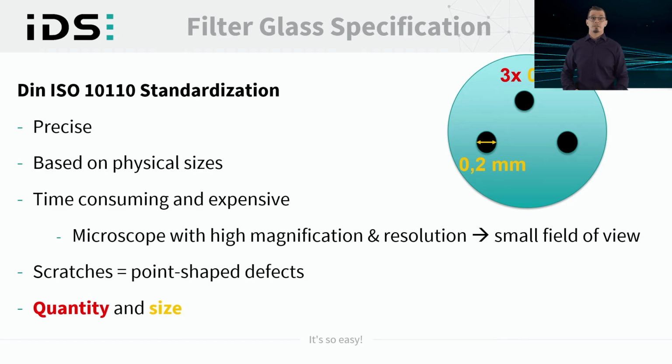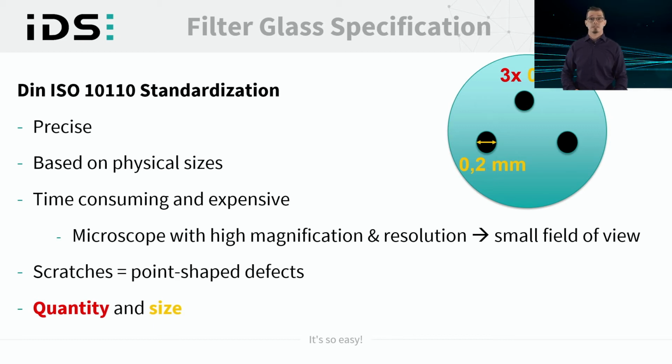Another way for the specification is the ISO standard 10110. It is the standard for the creation of technical drawings of optical surfaces and their tolerancing. It is much more precise and it's based on physical values and frequencies. But the evaluation or testing needs much more time and the needed equipment is very expensive. A microscope with very high magnification is needed. Because of the magnification, the field of view is reduced significantly. Following this, a sample with a certain size needs several measurements, taking an amount of time.